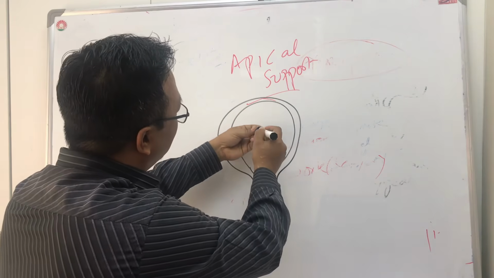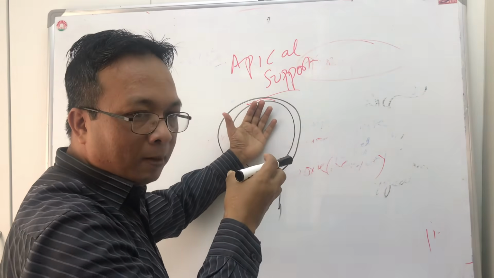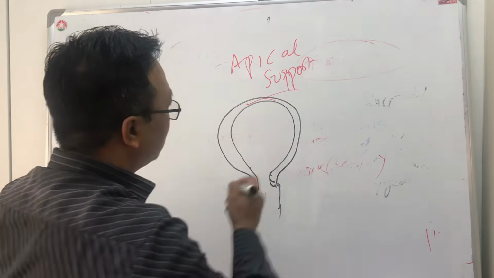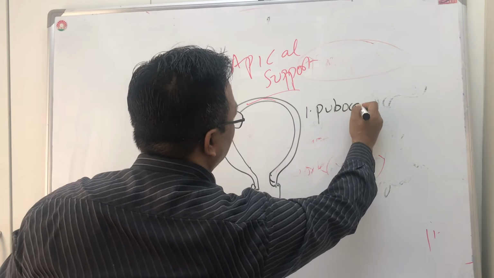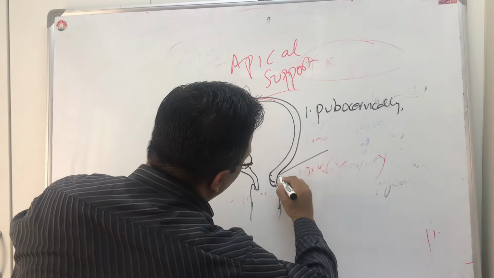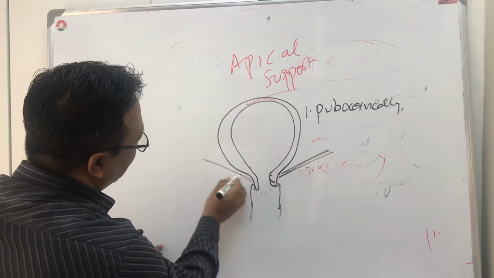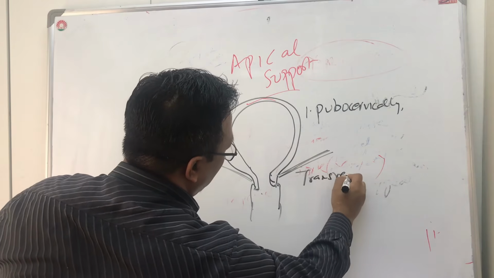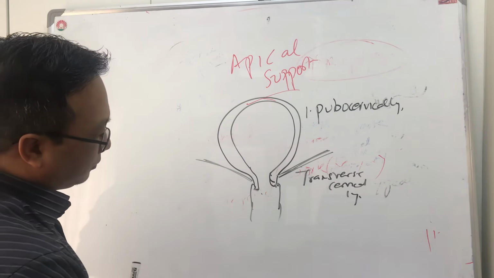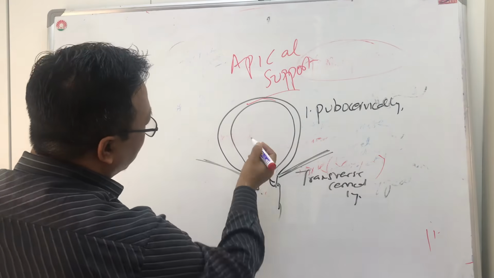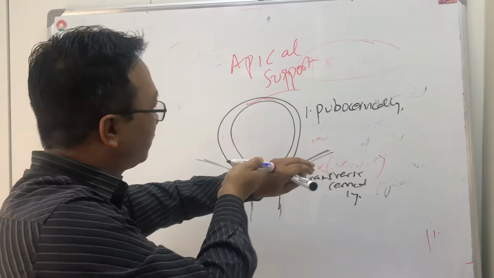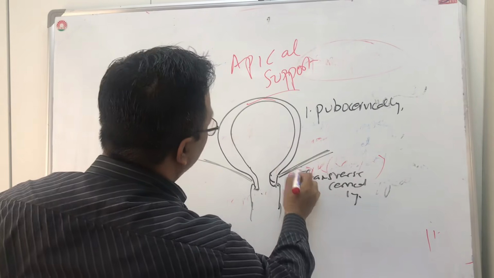So what are the three ligaments? One ligament is from the front, which is pulling the uterus to the front, making it anteverted, anteflexed. That is from the cervix to the pubis, so one is the pubo-cervical ligament. Next is the transverse cervical ligament. And third is from the back, there is a ligament on the uterus, that is the uterosacral ligament.